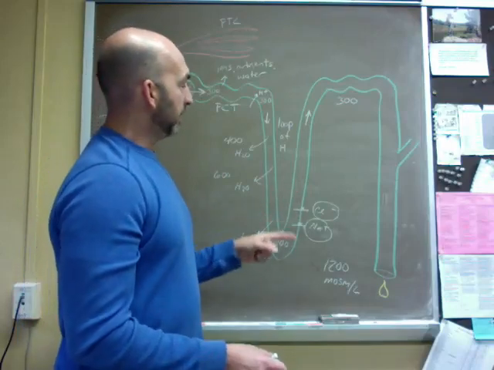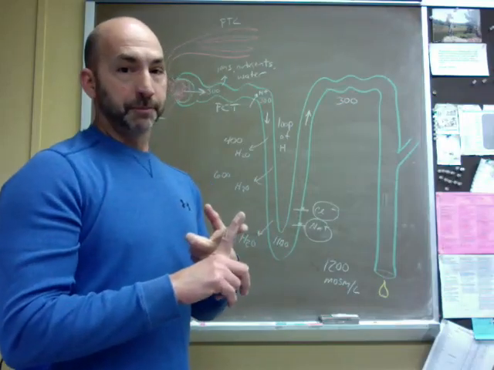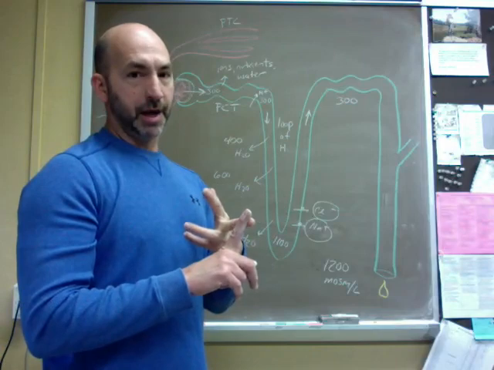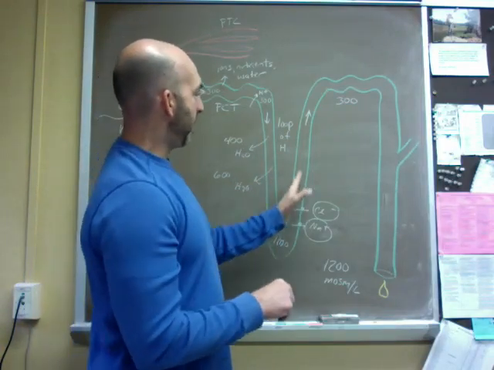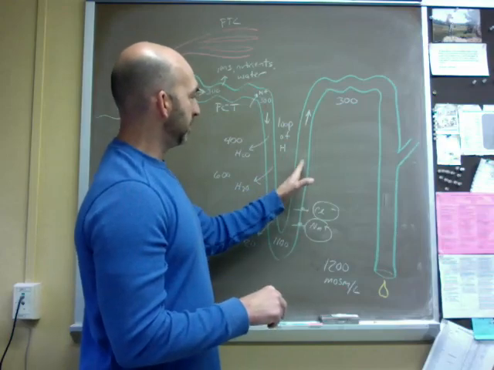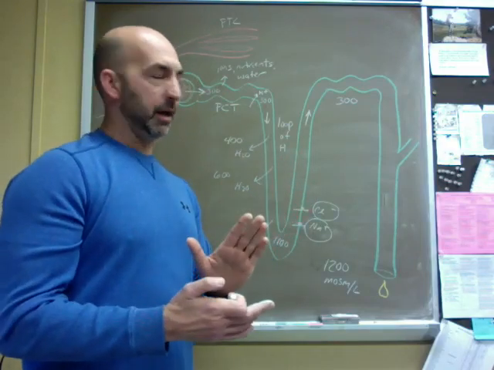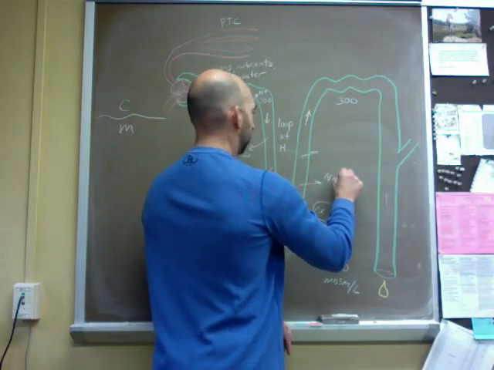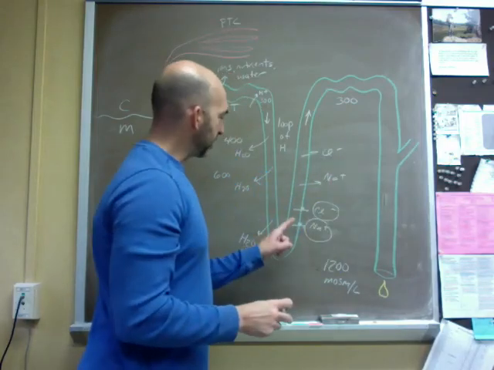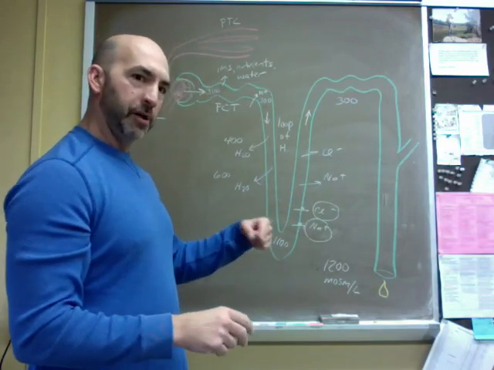And in the ascending limb, we are largely water impermeable, but we're now transporting solute out. So we just reduced the volume on this side. Now we're going to reduce the salt content on this side, but the volume is going to stay the same. So, right, we're going to continue to move sodium and chloride out. And so the osmolarity of the tubular fluid falls and falls and falls.